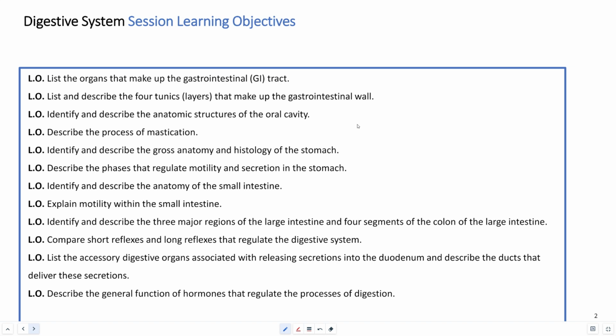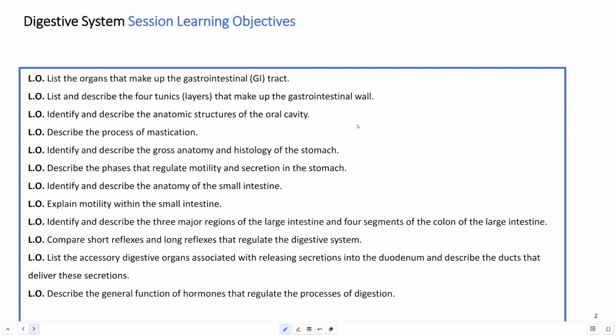Identify and describe the gross anatomy and histology of the stomach. Describe the phases that regulate motility and secretion in the stomach. Identify and describe the anatomy of the small intestine. Explain motility within the small intestine. Identify and describe the three major regions of the large intestine and four segments of the colon.